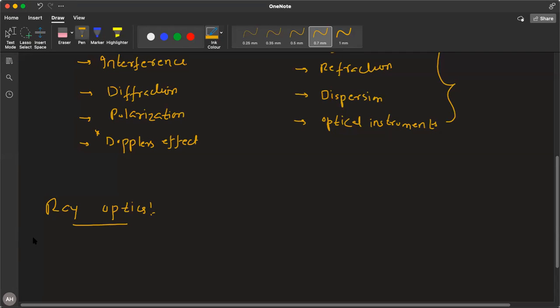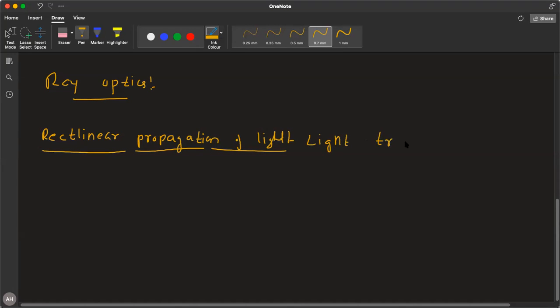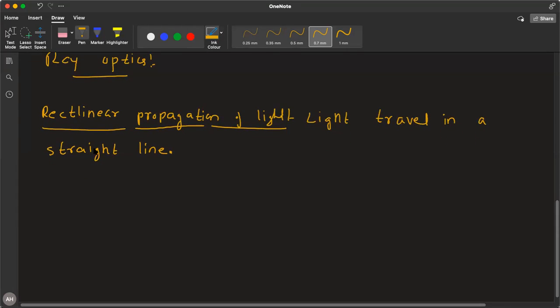Ray optics is based on a very basic principle of light, which is known as rectilinear propagation of light. Rectilinear propagation of light means light travels in a straight line. This simply means that light rays always travel in a straight line. The whole of ray optics is based on this simple principle, rectilinear propagation.